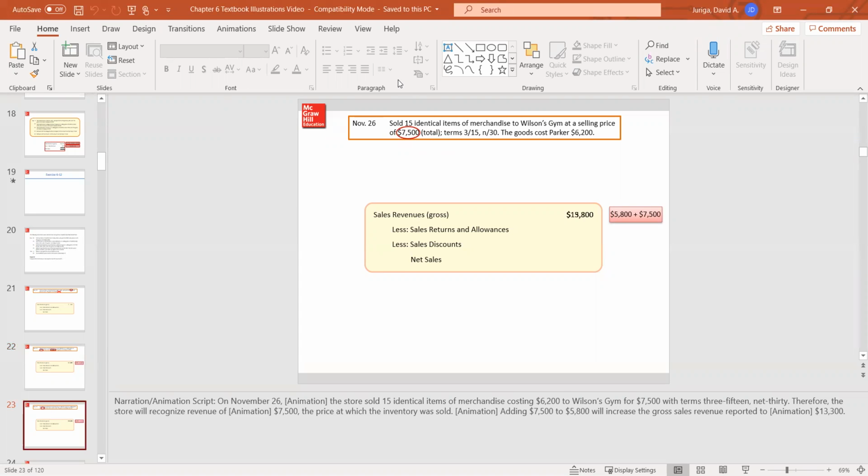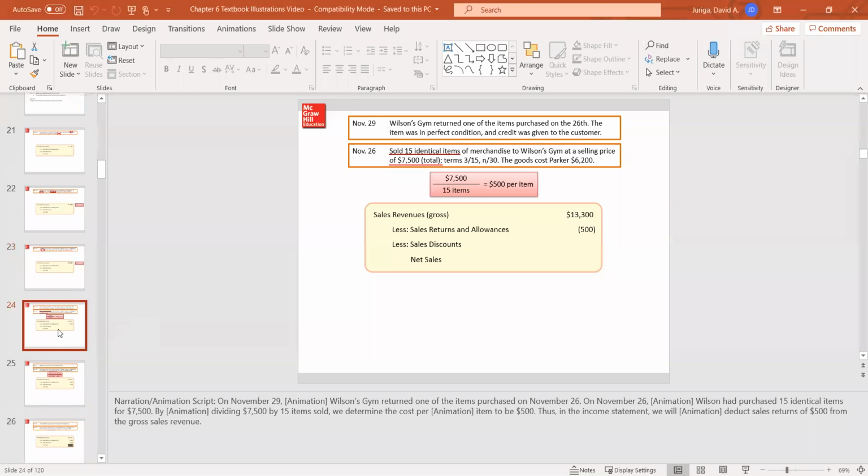We've got another 7,500 we're adding to that. So notice 7,500 of additional items. Again, note there could be a possibility of a discount, but again, this is just the gross. And then here we're showing we sold another 15 identical items of merchandise at a selling price of 7,500. In fact, I think we got that one.